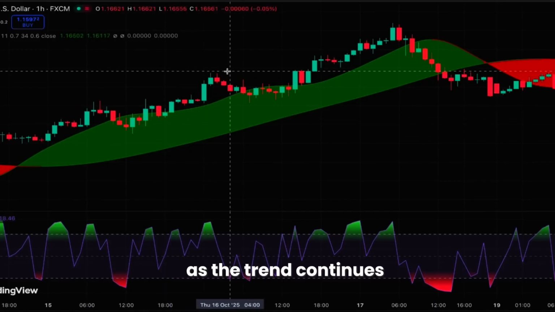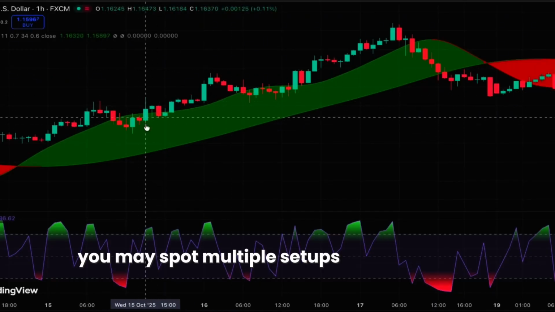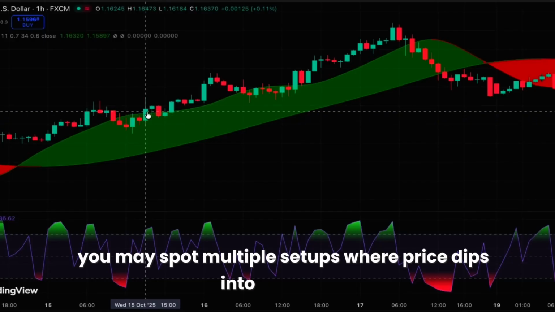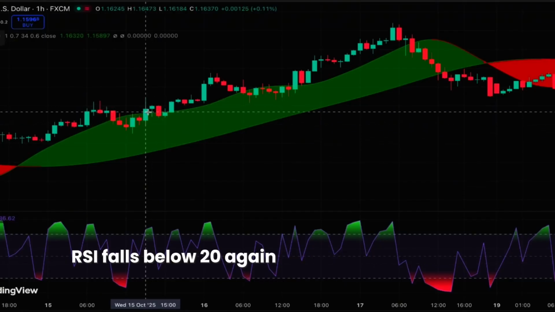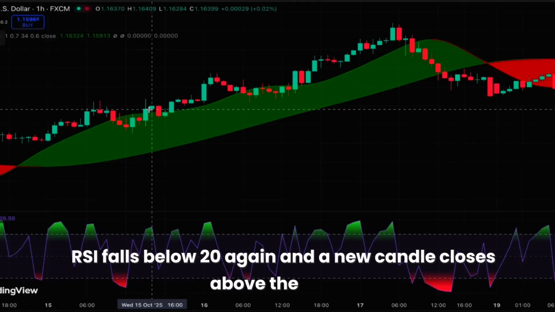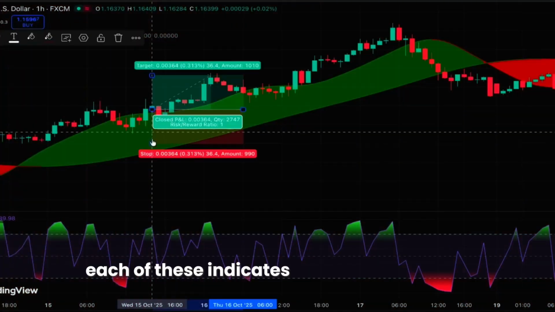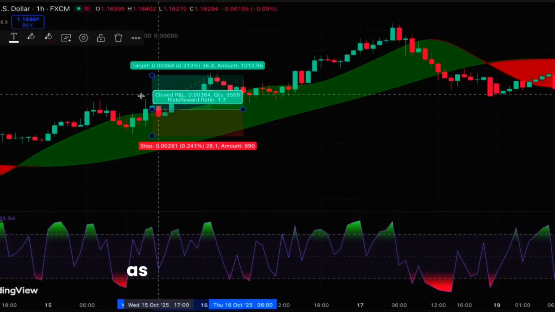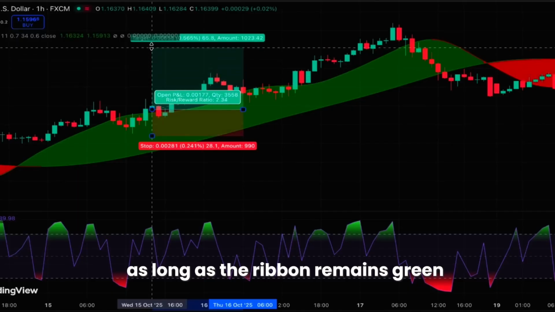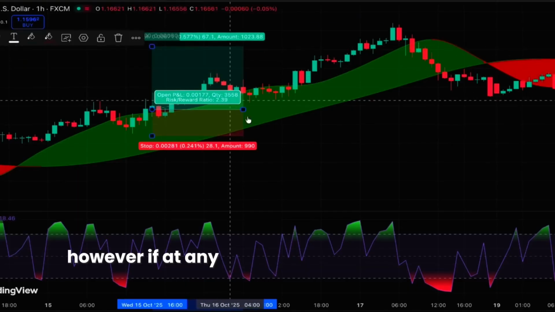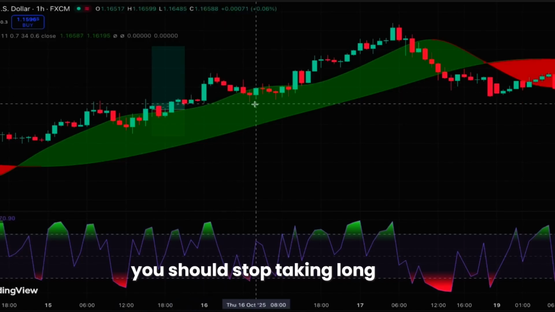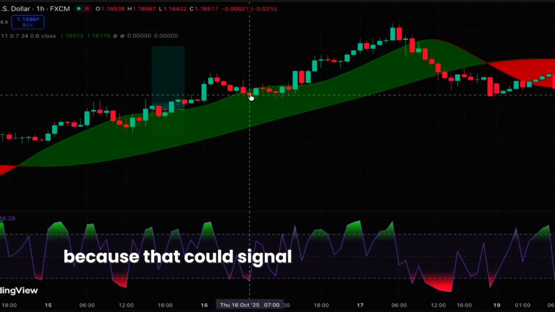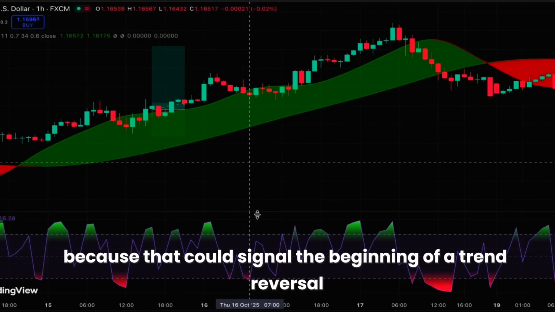As the trend continues, you may spot multiple setups, where price dips into the ribbon, RSI falls below 20 again, and a new candle closes above the ribbon. Each of these indicates potential entry points as long as the ribbon remains green. However, if at any point the price closes below the ribbon, you should stop taking long setups because that could signal the beginning of a trend reversal.